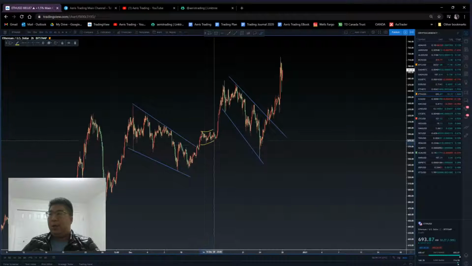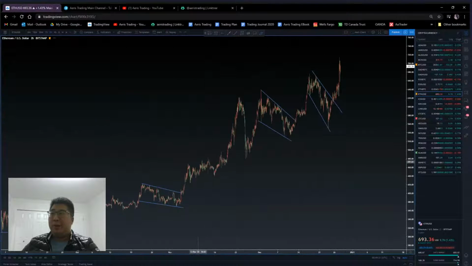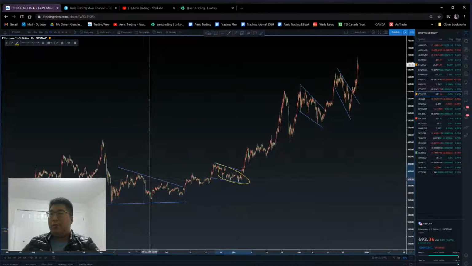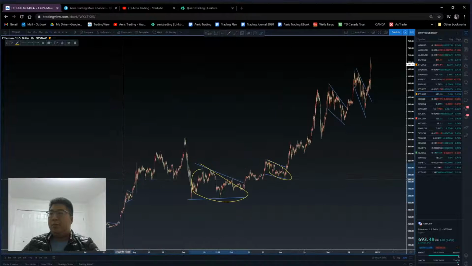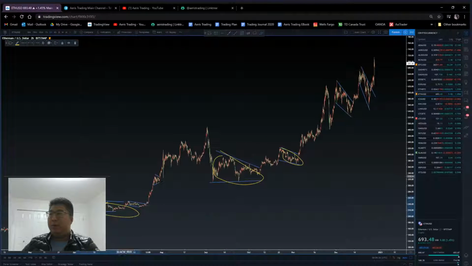There is a correction here as well. But a larger and deeper correction is what you want to see from cryptos, especially Ethereum. You see these larger bits of consolidation before the price tends to move up afterwards. Okay.